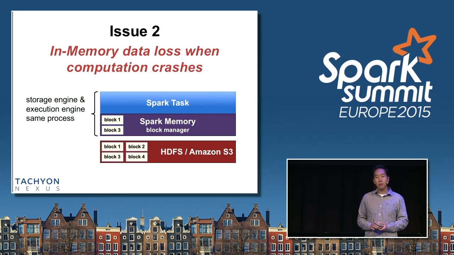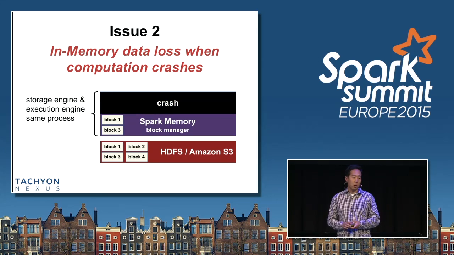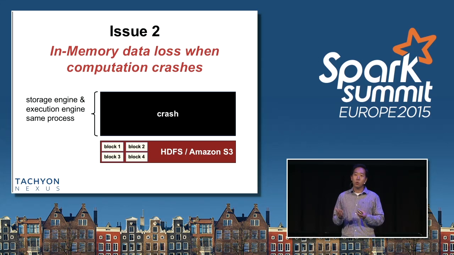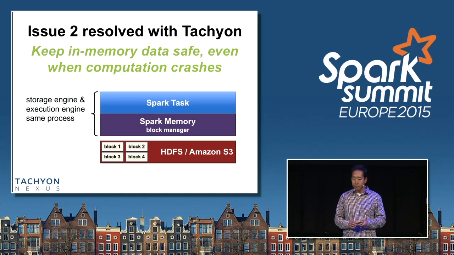Another potential issue is that if the computation crashes, you also lose some of the data that was cached in memory. That's because they're sharing the same process. So if one of your computations for some reason crashes, you lose all the data that was stored in memory. The next time you want to read that data, you have to read it from the storage that you have, and that could take a long time.